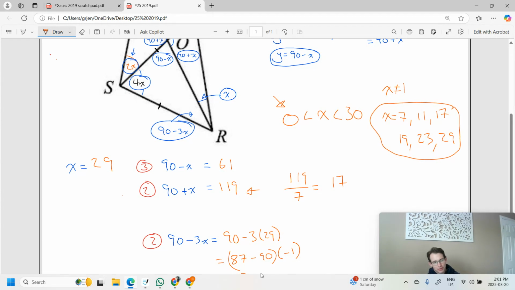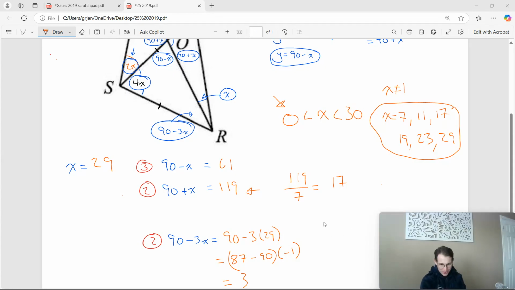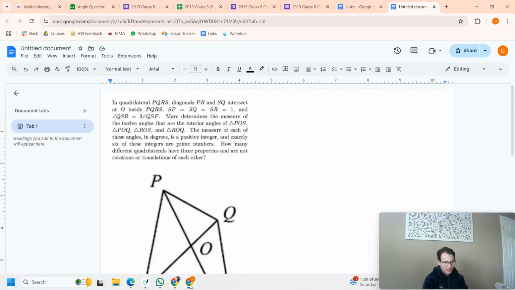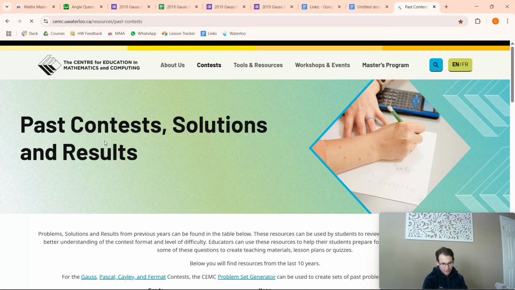6 solutions are possible. I haven't checked the actual Waterloo solution yet. I believe 6 is correct. Let's have this journey together, everybody. We're gonna take a look at the past solutions.